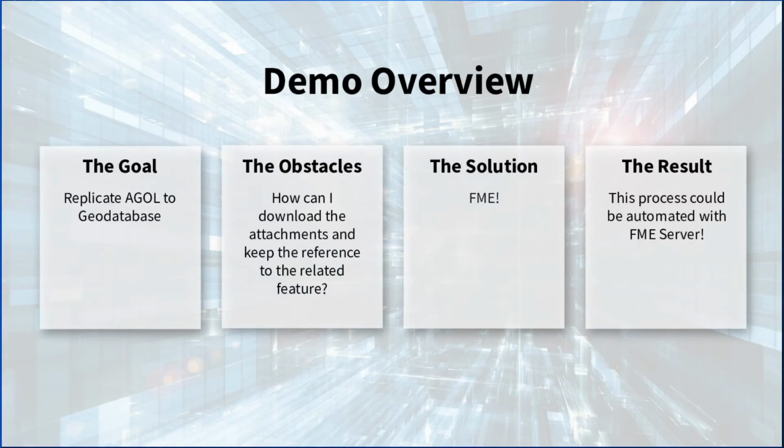We can create a little workspace that is able to pull the attachments down, rebuild that relationship, and then create a file geodatabase for the user to continue to use. And then, if you wanted to go the extra step, you could throw this onto FME Server and have this whole process automated. So it's going to back up your ArcGIS Online feature service with those attachments. You could do that nightly if you wished.